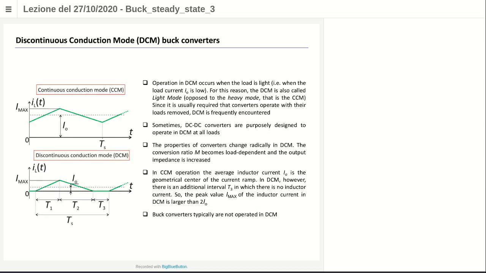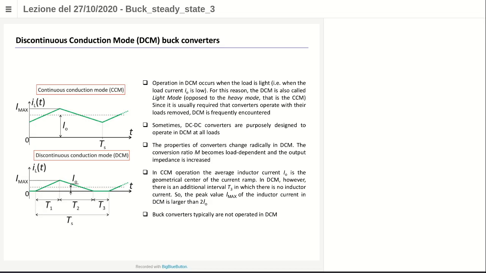This is all for continuous conduction mode of the buck converter. Let's start a discussion about the discontinuous conduction mode of the buck converter. Okay? I have to say at the very beginning that typically buck converters are not operated in discontinuous conduction mode. They are typically operated in continuous conduction mode.